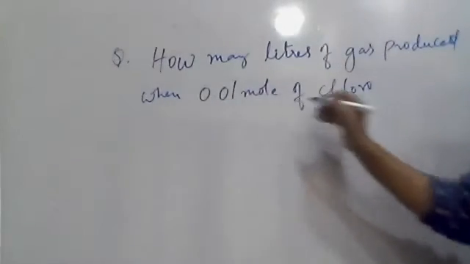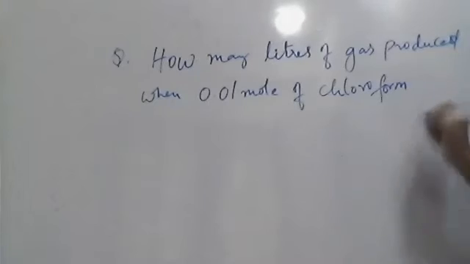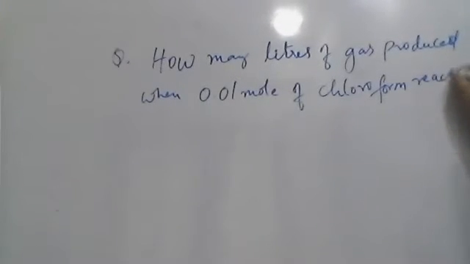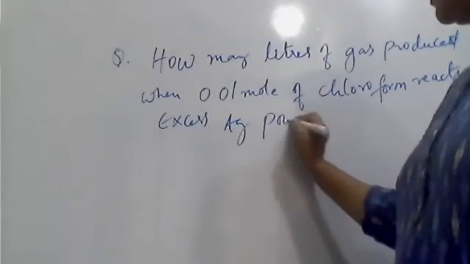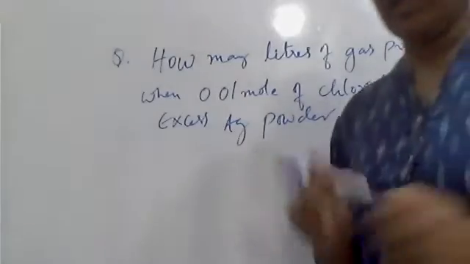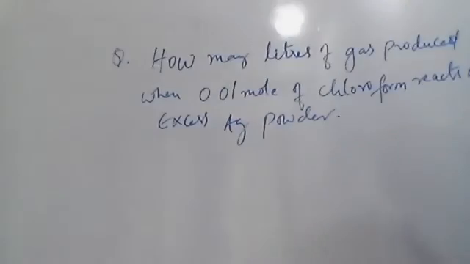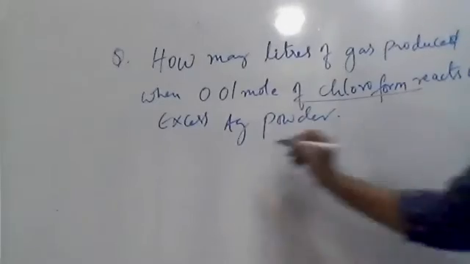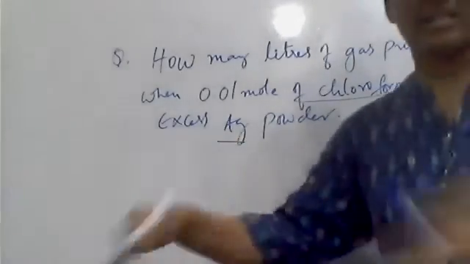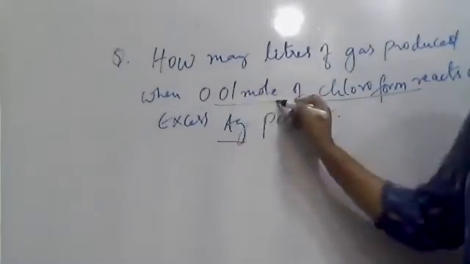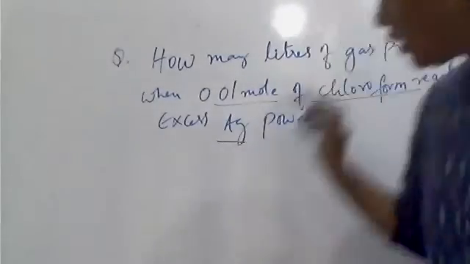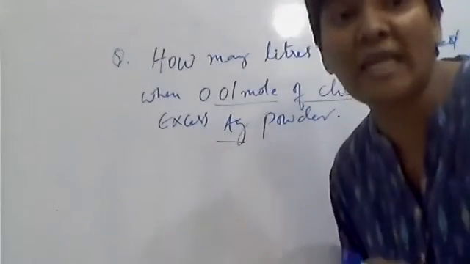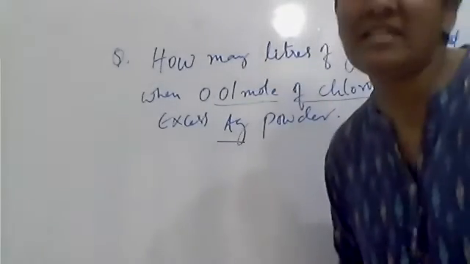When 0.01 mole of chloroform reacts with excess silver powder. Okay, so here in this question the reactants are chloroform and silver powder. Silver powder is in excess, ignore it. Always the one which is in less quantity is the limiting factor. So you have to write the equation with respect to chloroform and silver and do the calculation based on the least one, called the limiting factor.